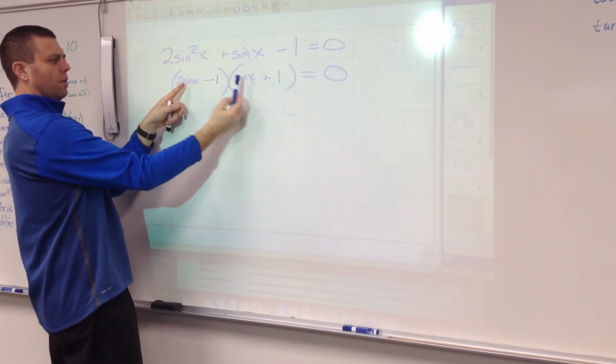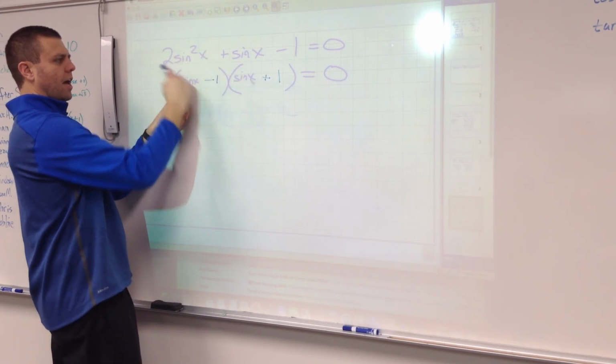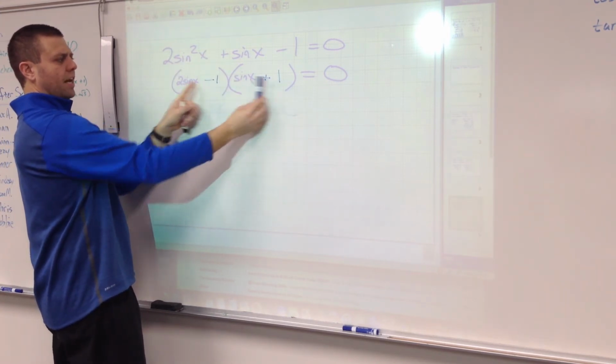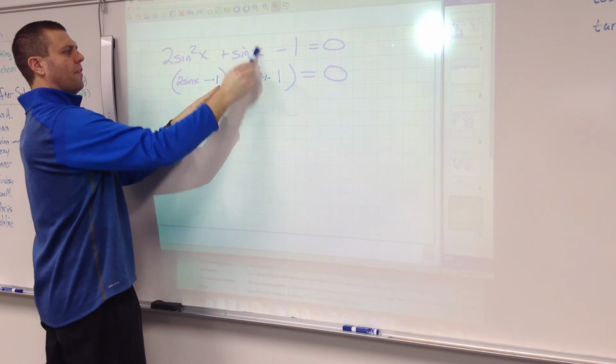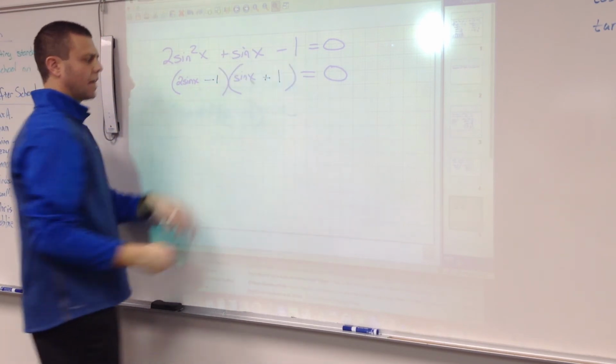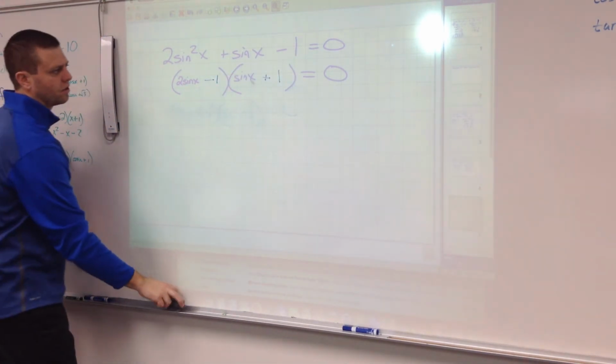Now let's do a little FOIL. 2 sine squared, got that. Plus 2 sine x minus 1 sine x, got that. Minus 1, got that. So now I know my factoring is correct.